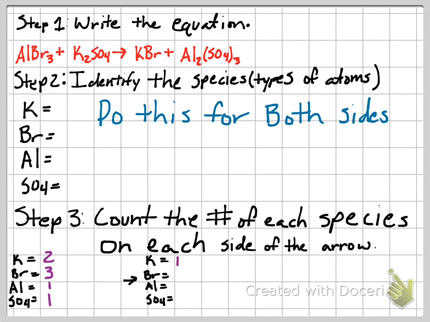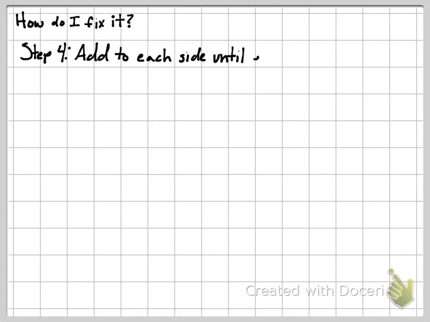So we have 1 potassium, 1 bromine, we have 2 aluminum now, and 3 sulfates. So right now we are not balanced. We have to figure out how to balance it. Let's move on to the next step, which is that we have to add to each side, add bromine or potassium or whichever atom we need, to each side until it's balanced.